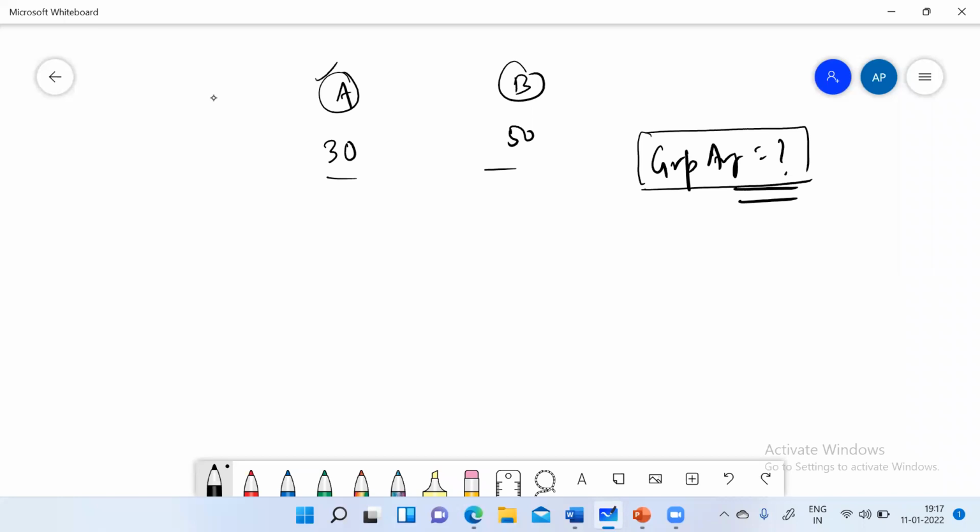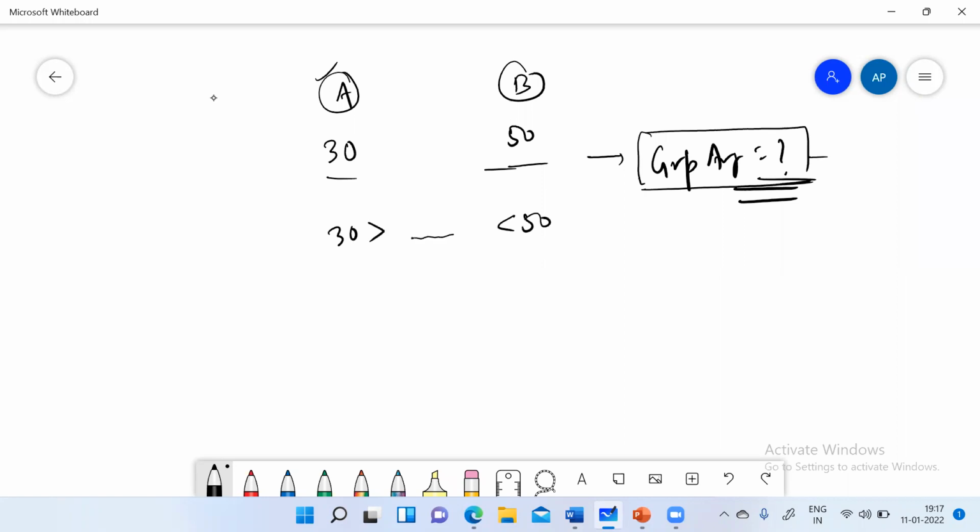the average of group B members is 50. And I didn't tell you anything about either their numbers or the ratio in which they are. So in that case, you cannot specifically say what will be the group average, but we can always say the average will always lie between 30 to 50.